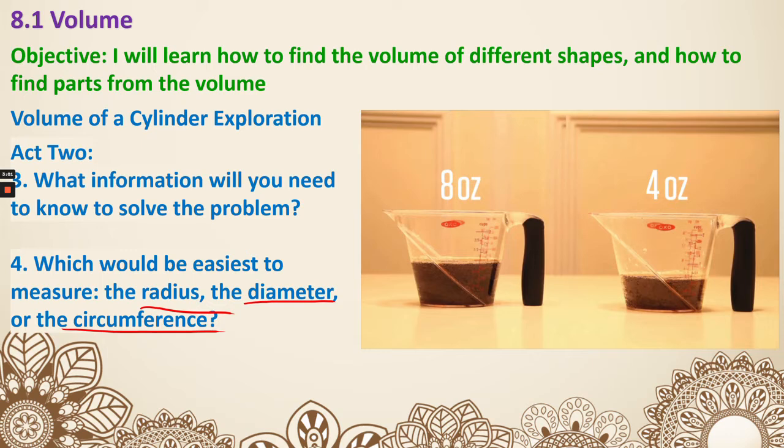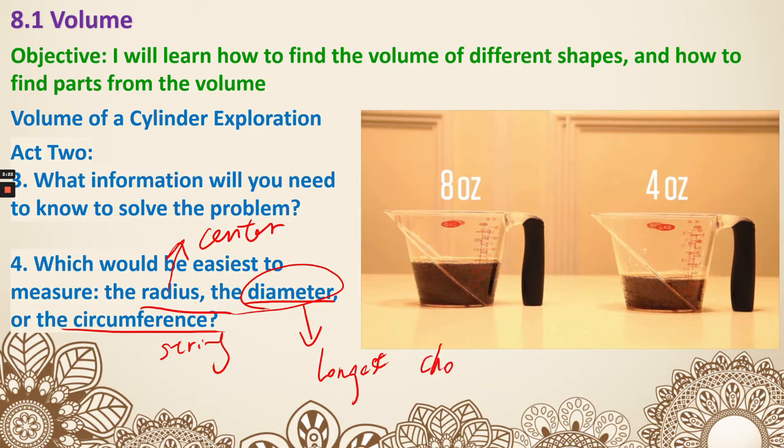Hopefully you have thought about it. To me, I think the diameter will be the easiest because for the radius, you actually need to exactly find out where the center is. For the circumference, the string is kind of hard to control for you to go around, all the way around. So a diameter is actually the simplest because diameter is also known as the longest chord. So all you need to do is move around inside the circle until you actually get the biggest length. That ought to be a diameter.